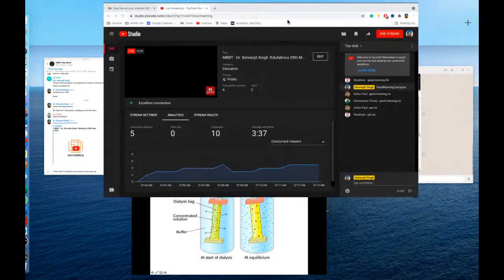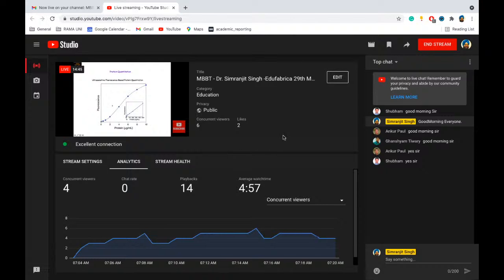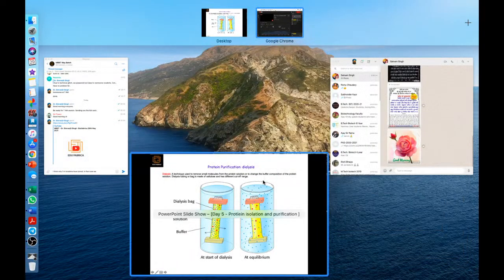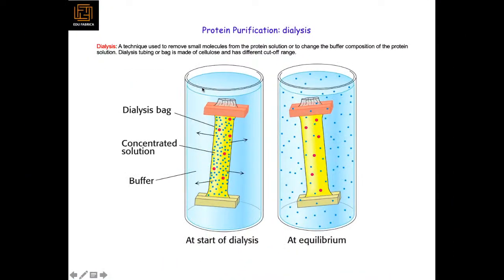Now it's time to purify your protein. How can you purify the protein? For protein purification, you have your dialysis bag with the concentrated solution, and you have buffer outside. You put this into the dialysis bag at the start of dialysis, and then at equilibrium, everything starts to get differentiated, and you will have mainly the large particles inside of your bag. So let's check.